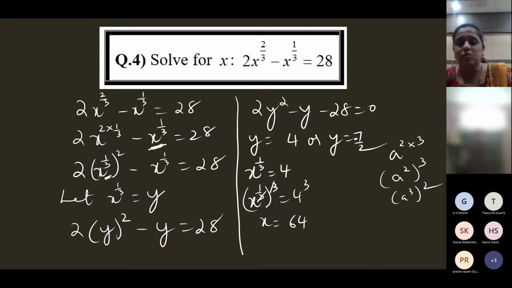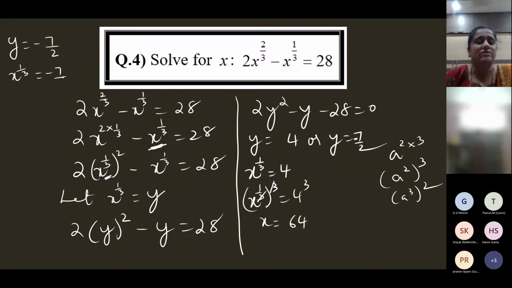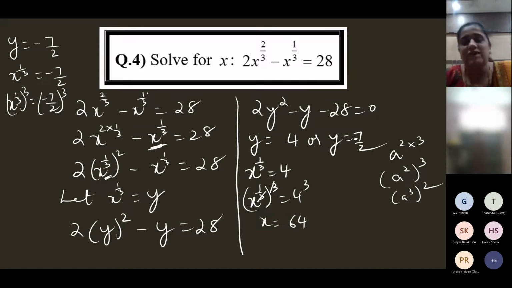Similarly, the other one, y is equal to minus 7 by 2. And what is y? x to the power 1 by 3 is equal to minus 7 by 2. How to find the value of x? Cube it on both sides. So x to the power 1 by 3, the whole cubed, is equal to minus 7 by 2, the whole cubed. We need to get rid of that 1 by 3 to find the value of x, so the 3 and 3 get cancelled. X is equal to minus 343 by 8, because minus 7 by 2 into minus 7 by 2 into minus 7 by 2 is minus 343 by 8.